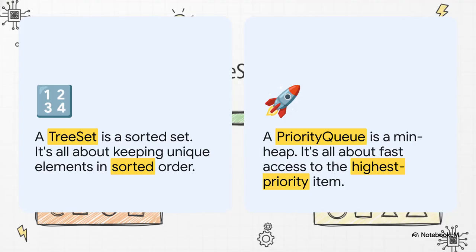Okay, the absolute first thing you need to get is that these two are not interchangeable. Not at all. Think of them as two completely different tools in your coding toolbox. A TreeSet, that's your sorted set. Its whole life, its entire purpose, is to keep a collection of unique things in perfect, sorted order, all the time. A PriorityQueue, on the other hand, is a min heap. Its job is way more specific. Just give me the most important item, which is usually the smallest one, really fast. It couldn't care less about keeping everything else sorted.